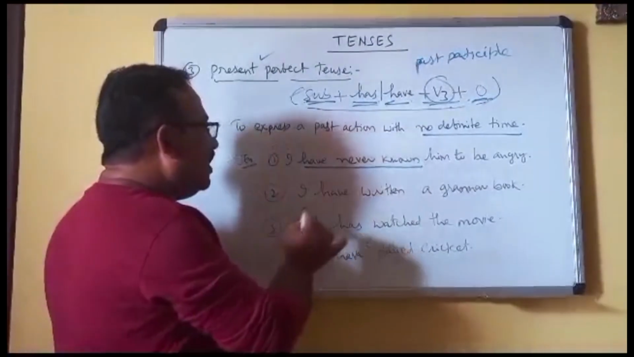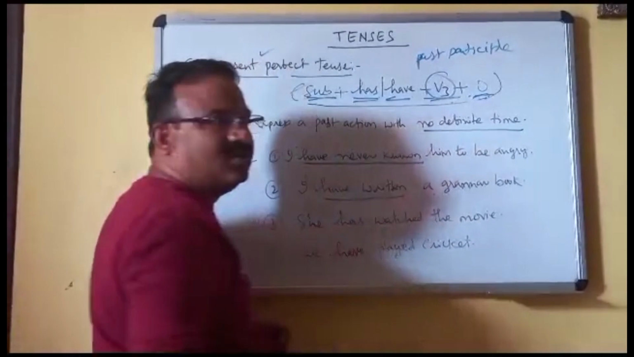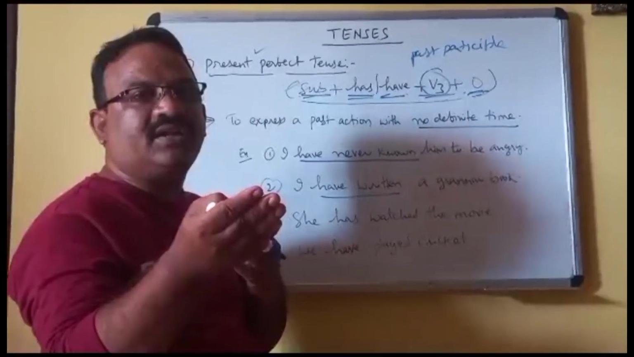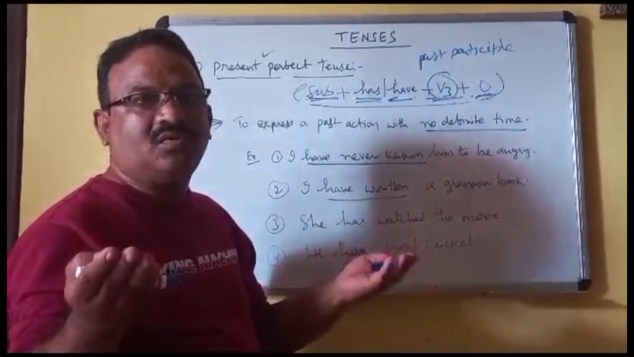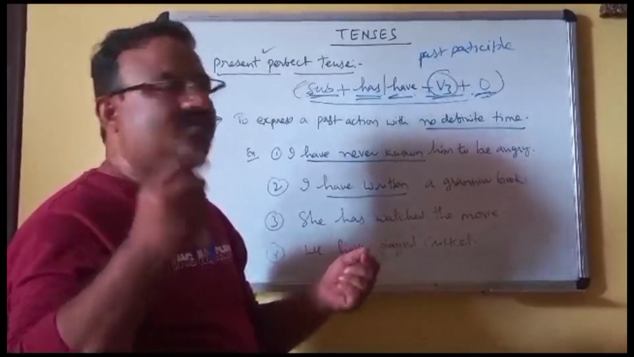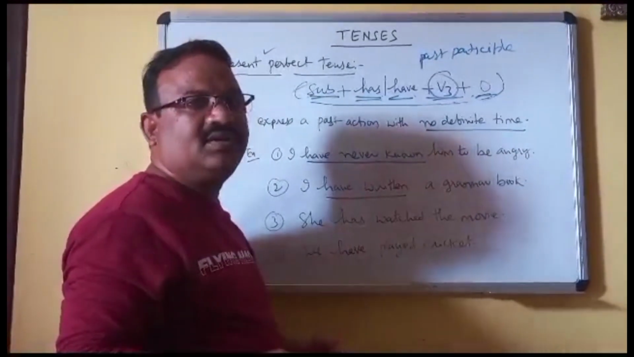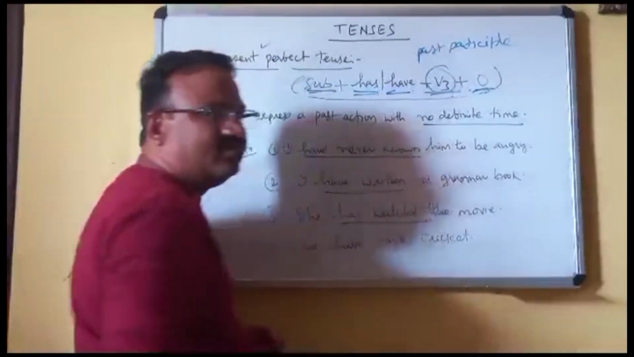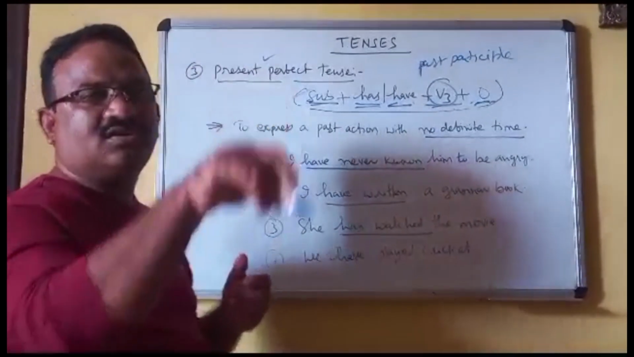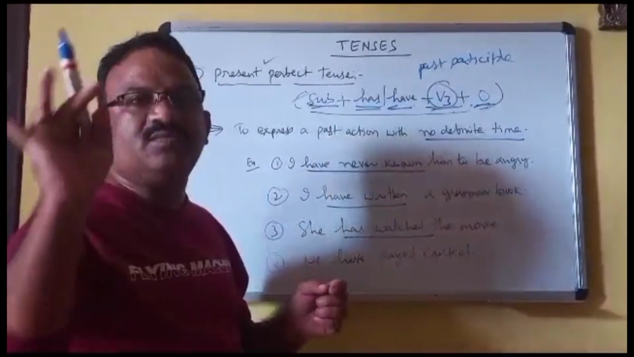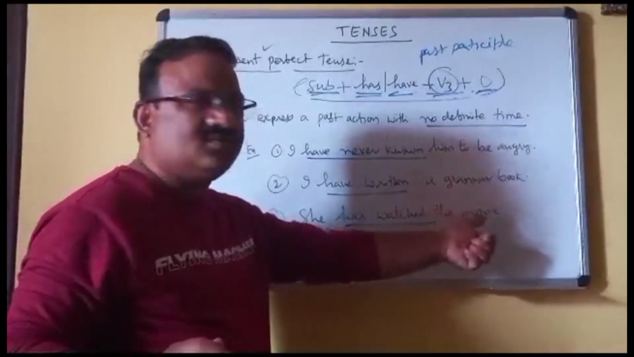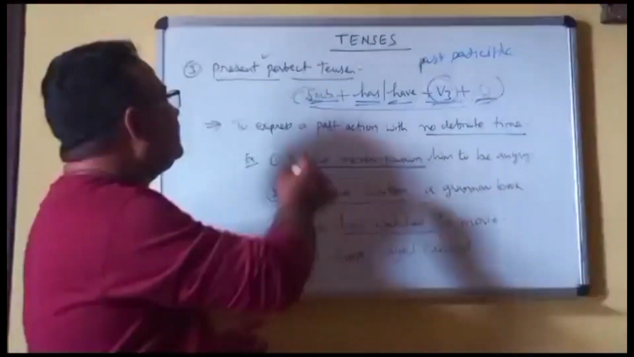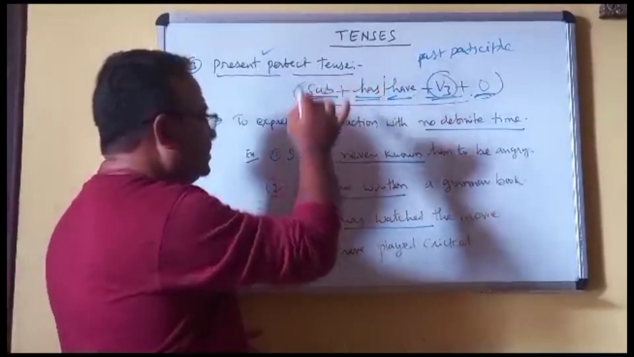And one more example. I have written a grammar book. There is no definite time. When I have written it, we don't know. So that's why you have to use present perfect tense. She has watched the movie. We don't know when she has watched the movie. So here there is no specific time mentioned. In that condition, you have to use present perfect tense.